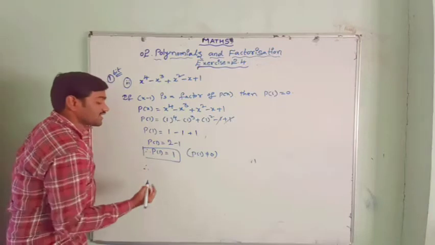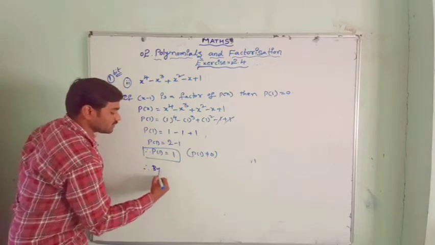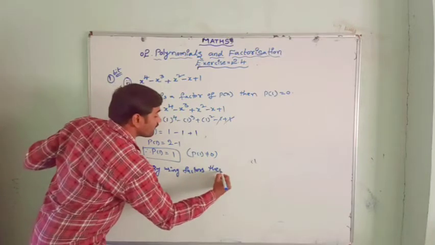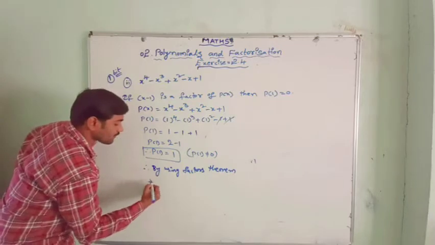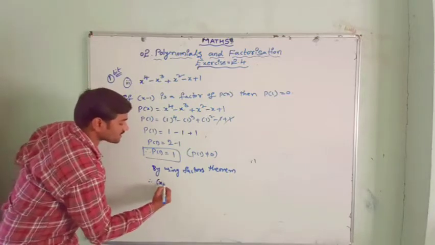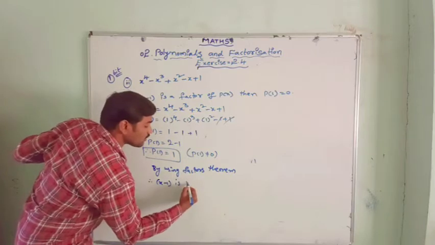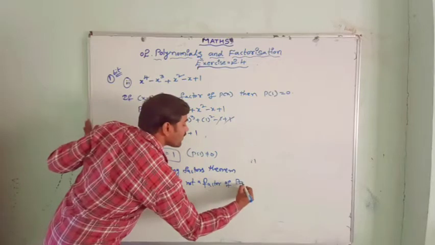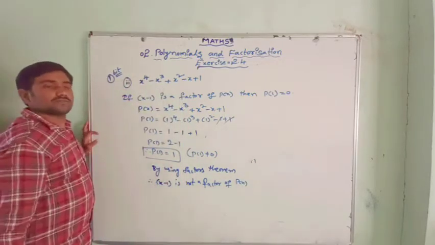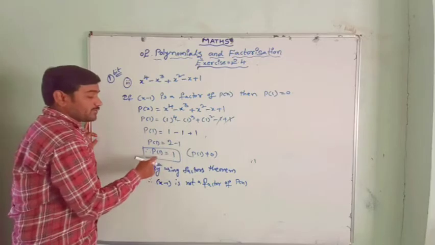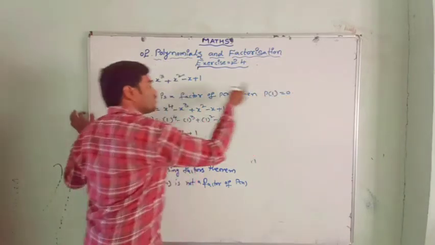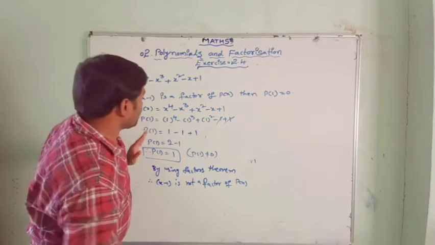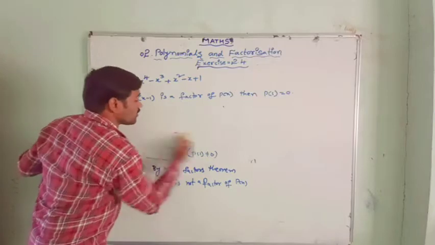So here we can write clearly, by using the factor theorem, we can conclude that x minus 1 is not a factor of the given polynomial p of x. It is not a factor because we didn't get p of 1 equal to 0. Here p of 1 must be equal to 0, then only is x minus 1 a factor of this p of x. Okay, now there are two more problems.